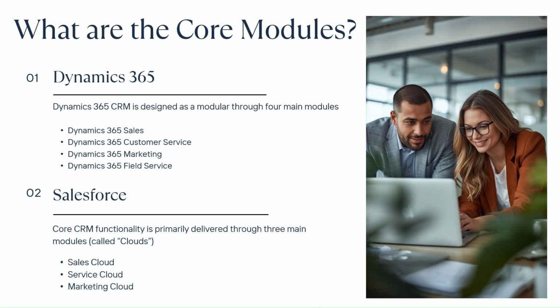Now let's look at the core modules for each CRM. Dynamics 365 is made up of four main modules. First, Dynamics 365 Sales helps sales teams manage leads, opportunities, and customer relationships. It offers AI-powered lead scoring, pipeline and opportunity management, LinkedIn Sales Navigator integration, and a mobile sales app. And these features work together to improve conversion rates, automate workflow, and enhance collaboration and forecasting.